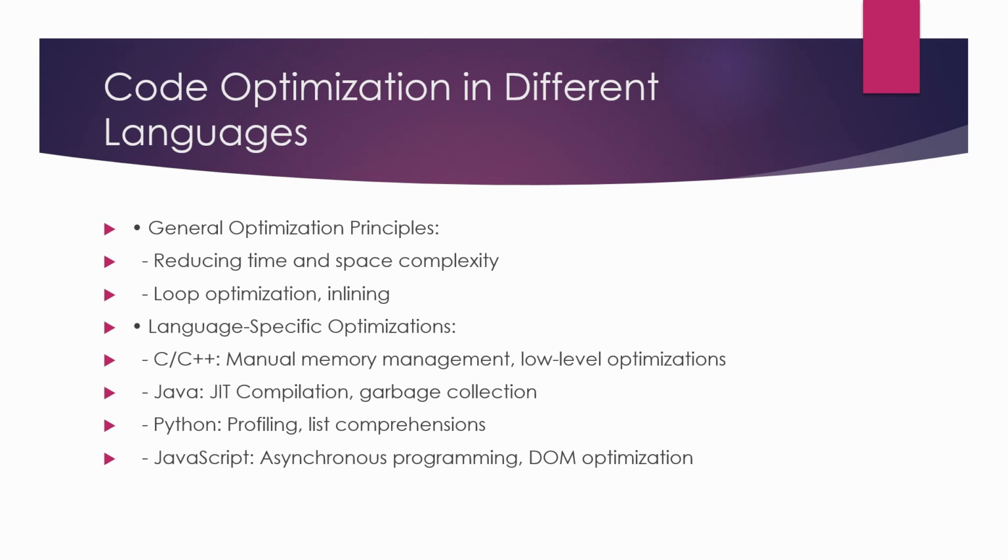Code optimization varies across different programming languages. For example, in low-level languages like C and C++, manual memory management can significantly enhance performance. On the other hand, languages like Java rely on just-in-time compilation and automatic garbage collection. Python and JavaScript focus on profiling, list comprehensions, and optimizing asynchronous tasks. Understanding how optimization works in different languages helps you select the best approach for a specific application.